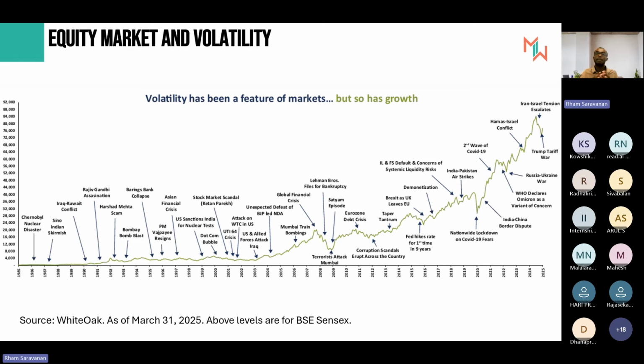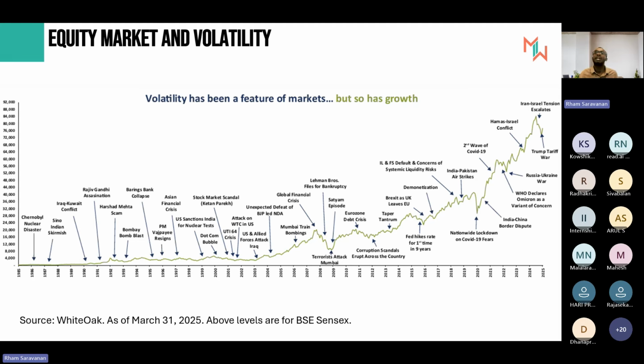Starting from around the mid 1980s all the way till 2025, along the journey, the chart highlights almost every major crisis, scandal, war, and global event that investors were worried about at that point in time. Let's go through these events in a slower way. Around the 1980s and 1990s, we see the Iraq-Kuwait conflict and domestic political instability; investors at that time believed the economy was going to be fragile. Then came the Harshad Mehta scam, followed by the Bombay bomb blast, and later the Asian financial crisis.